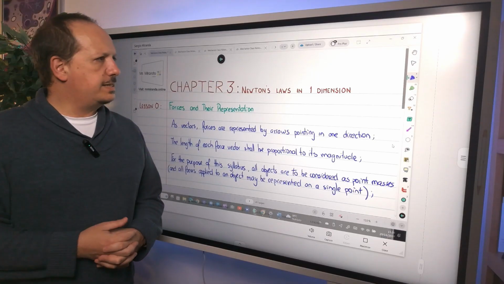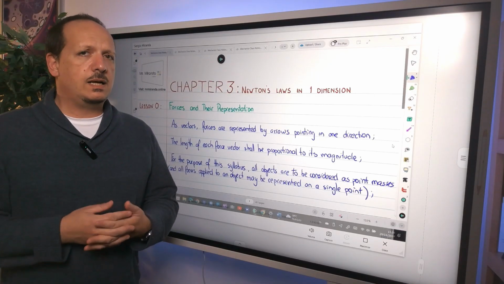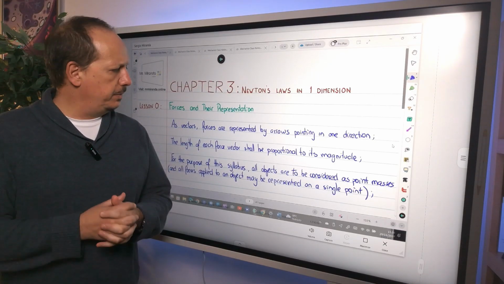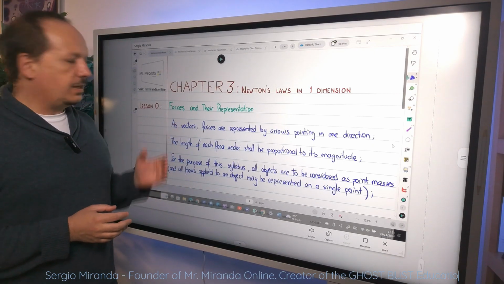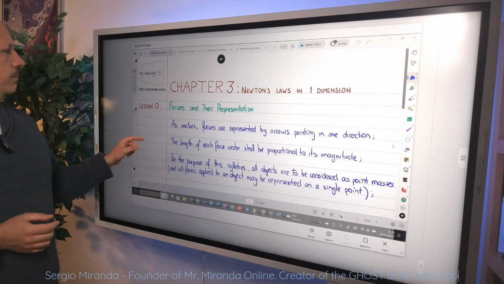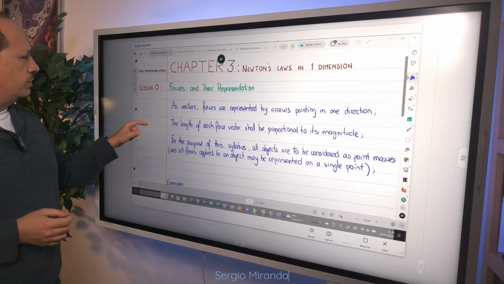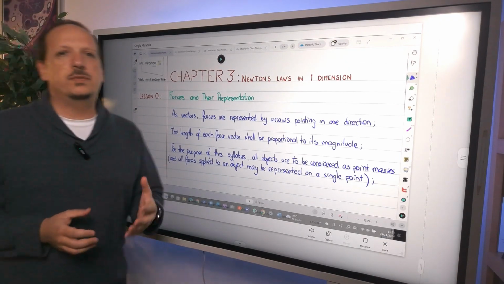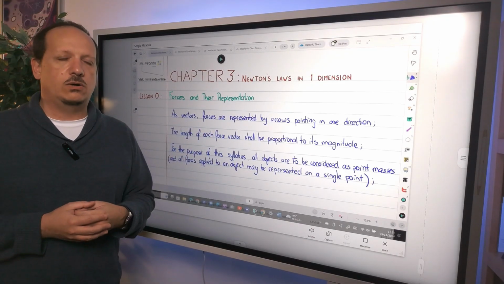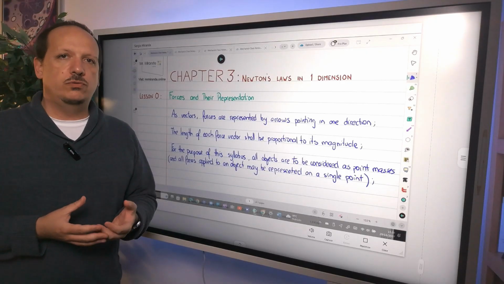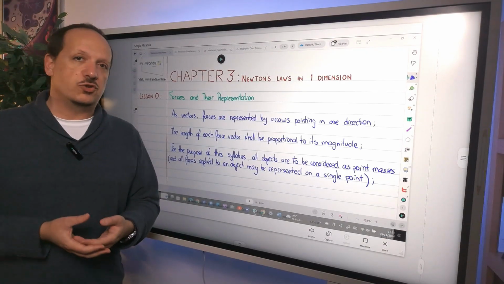Now that we start the study of dynamics, I want to go over a couple of things and take this out of the way. I call this lesson 0. We are now going to start moving from the description of motion, which is basically what we have covered until now, how things move, to why things move.